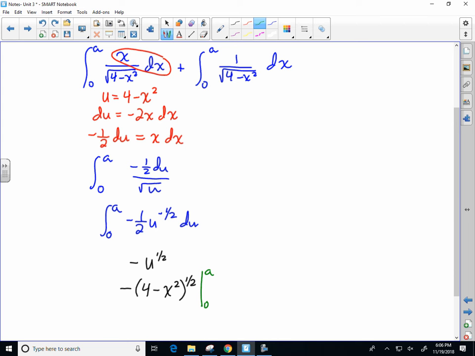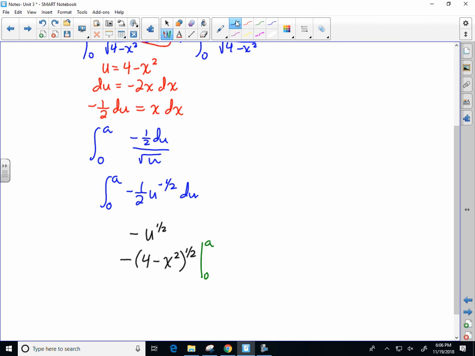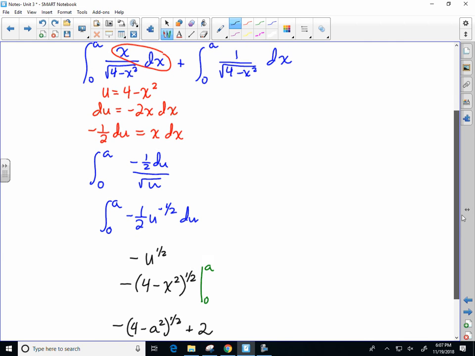All right, so that's the first part. We can clean it up a little bit further. We're going to have to do all this eventually anyway, so no time like the present. Negative 4 minus a squared to the 1/2 minus a negative, so plus 4 to the 1/2, so plus 2. Just double checking. Plug in a 0, you get 4, the 1/2 will equal 2. All right, so that part's accounted for. We'll apply limits later on, but what we have to do now is tackle the other component.